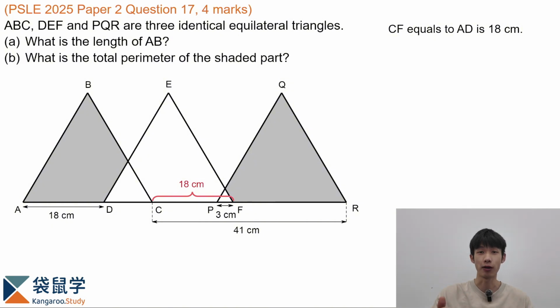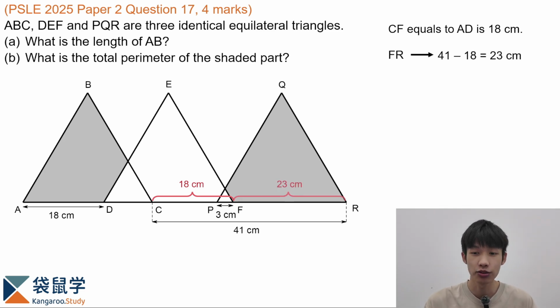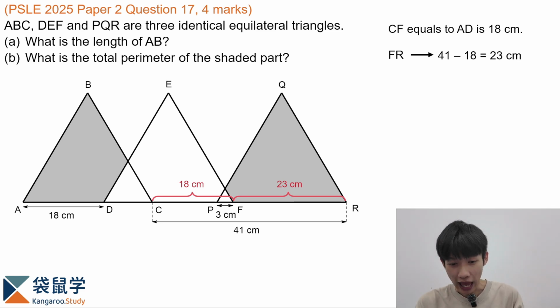Now, what can we get from here onwards? So we know CF is 18 and we know the total of CR is 41. What can we get next? And the remaining part, which is FR. So FR is actually equals to 41 minus 18 gives us 23 cm. So we can label over here 23.